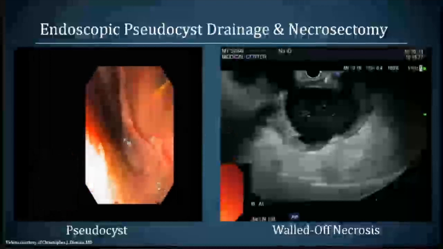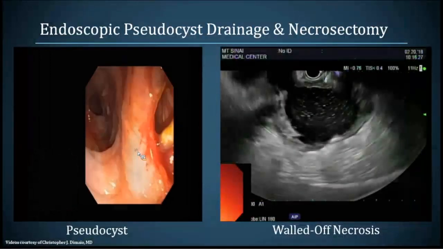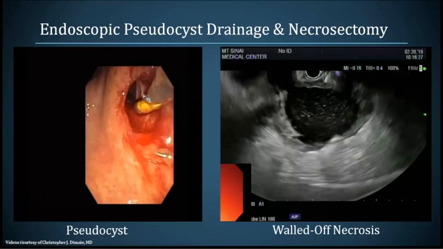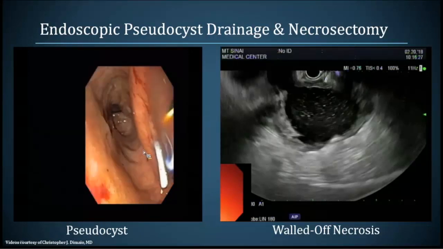And then we'll eventually place stents there. And then you can actually see that's the hole that goes right into the pseudocyst itself. And so that's pseudocyst drainage and walled-off necrosis.